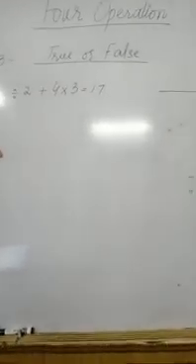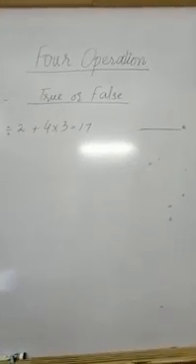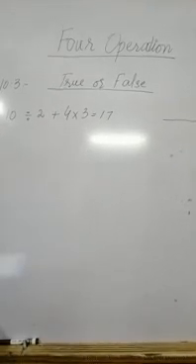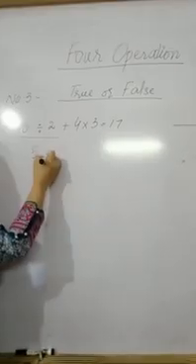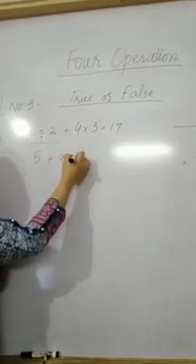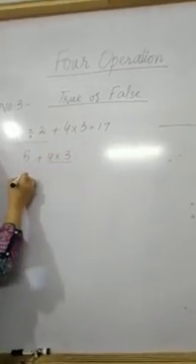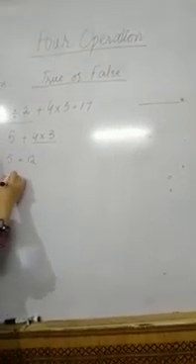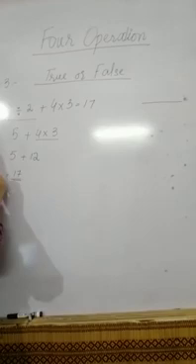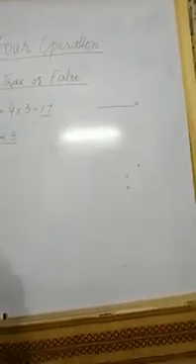More than 2 operations are involved, so we have to apply the DMAS rule over here, in which first we have to do the division. 10 divided by 2 is 5 plus 4 times 3. Now we have to do the multiplication. 5 plus 12, which is equals to 17. So this will give you the answer 17, which is written on our right hand side. So this statement is true.